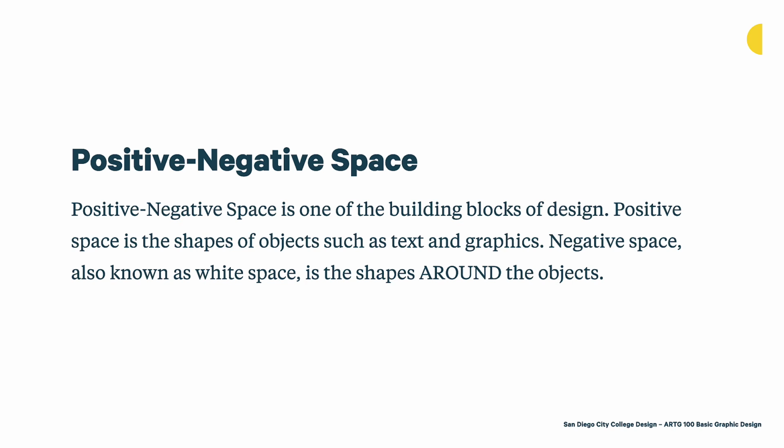Positive negative space is one of the building blocks of design. It's a very powerful tool. Positive space is the shapes of an object such as text and graphics. So on this page, the positive space would be the actual navy blue words that you are looking at, where negative space, or known as white space, are the shapes around the object. So everything around and inside of that typography would actually be considered the negative space in this case.